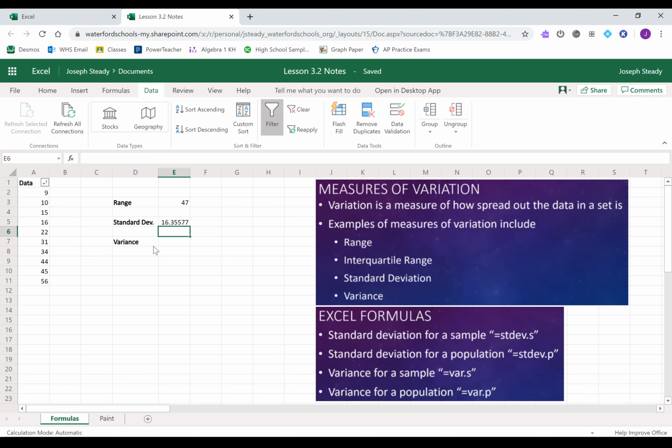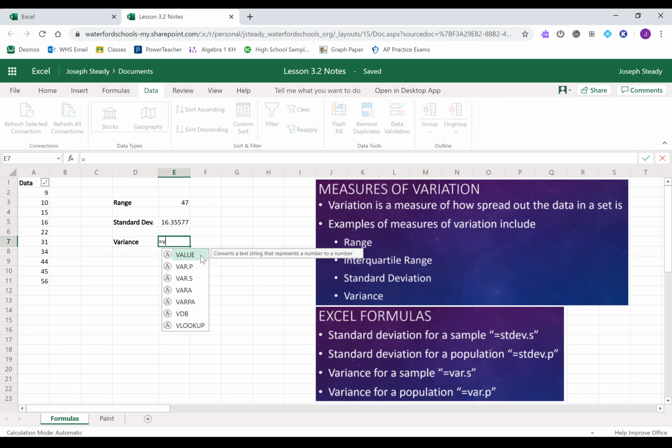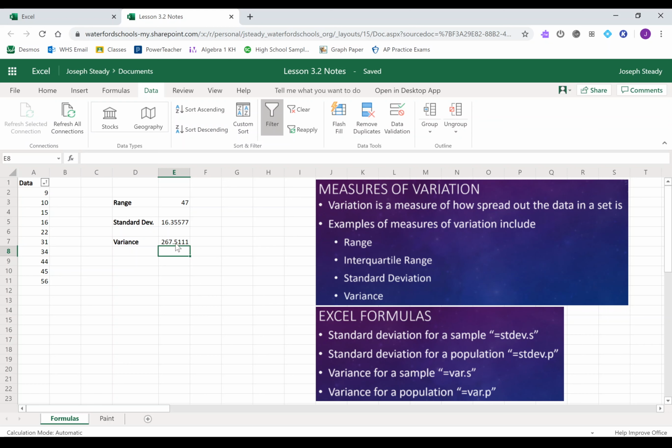Variance is similar to standard deviation. Actually, mathematically, to find the variance, you can just square the standard deviation. And variance is used a little bit less in reporting out stats, but there are some further calculations where it can be useful. And it also has a formula built right in. Again, we're using the sample version most of the time, so VAR.S for sample, open parentheses, highlight our data, close parentheses, hit enter, and it will spit out our variance.